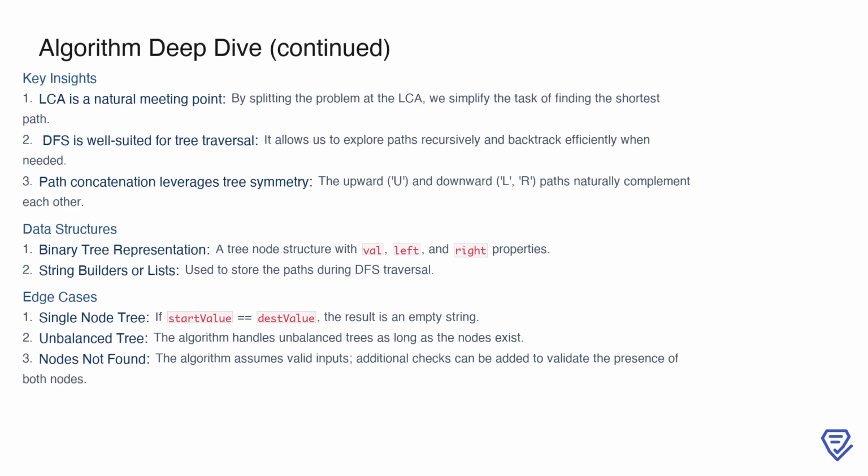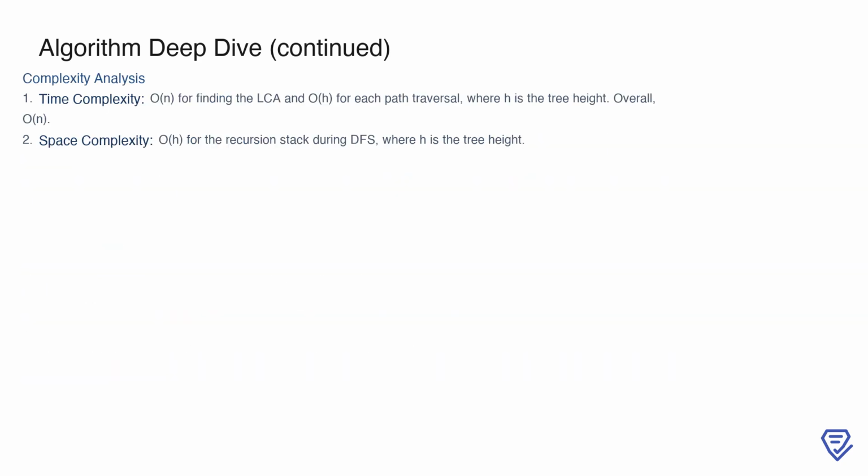Analyzing the complexity of this algorithm, the time complexity is O(n), where n is the total number of nodes in the tree. This accounts for the DFS to find the LCA and the subsequent traversals to trace the paths. The path traversal steps are proportional to the height of the tree, denoted as h, making their time complexity O(h).